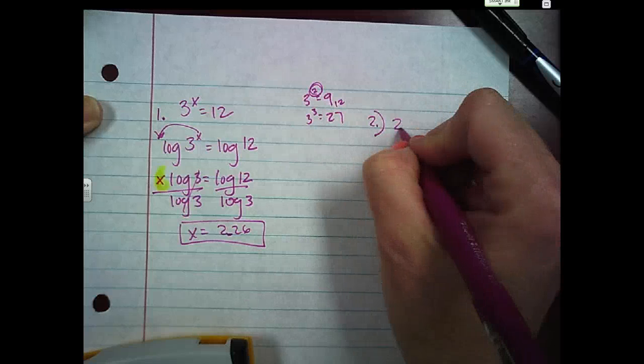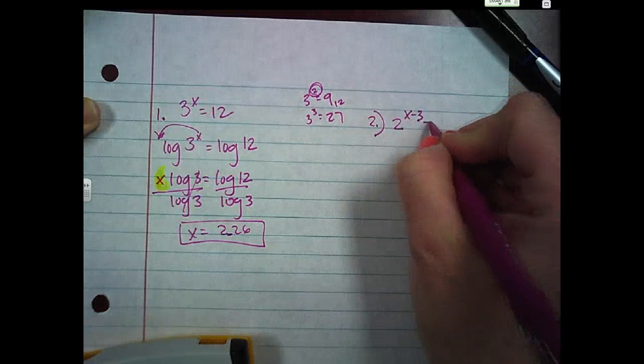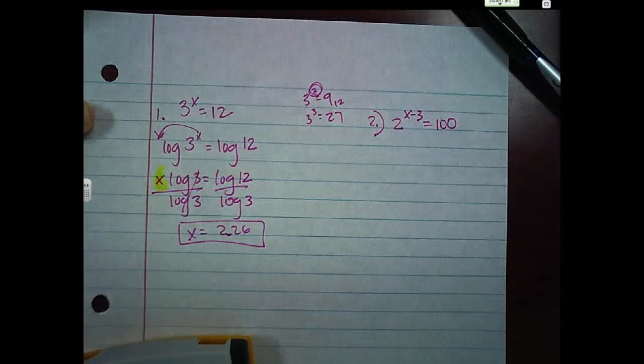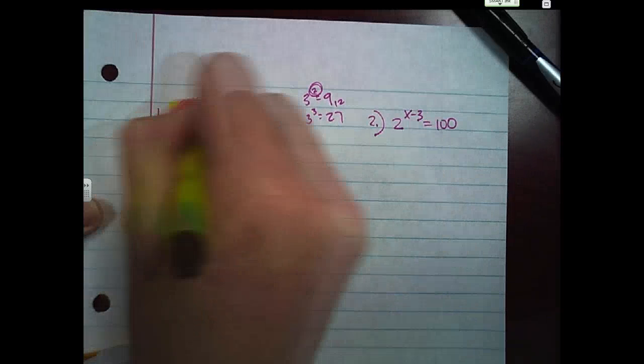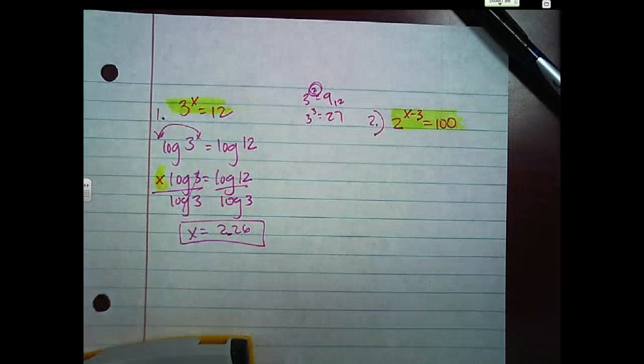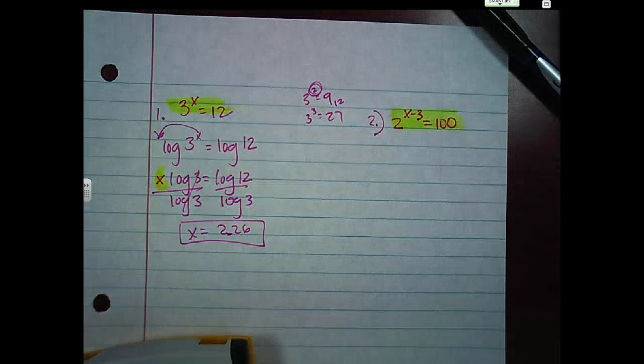What if I give you 2 to the x minus 3 equals 100? Okay, can you rewrite it? I can't rewrite it. Can't get from 2 to 100. So what am I going to do to both sides to get this solved? Log it. Now, if you can see, logging both sides is going to push that x minus 3 in front, then go ahead and do that.